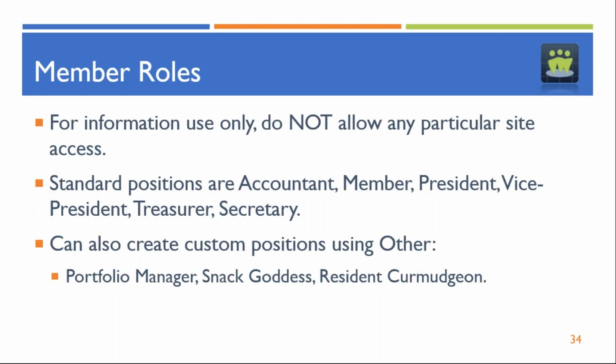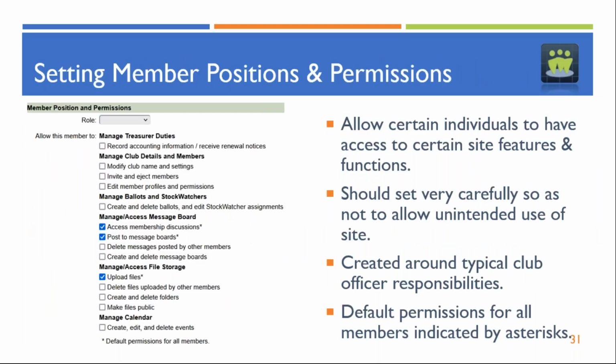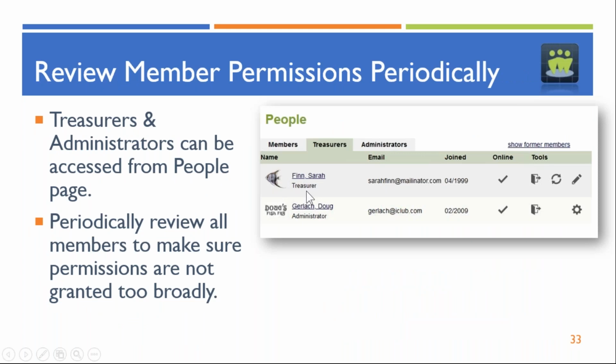And so that process, let me go back and grab my arrow here. It's up at the top where you'll see the role drop down here. And once that information has been set in that area, it appears on the people page underneath the member's name. It's a little clunky, I will admit. You can see here treasurer and administrator underneath the names of the members on the people page. That's where that information comes from.